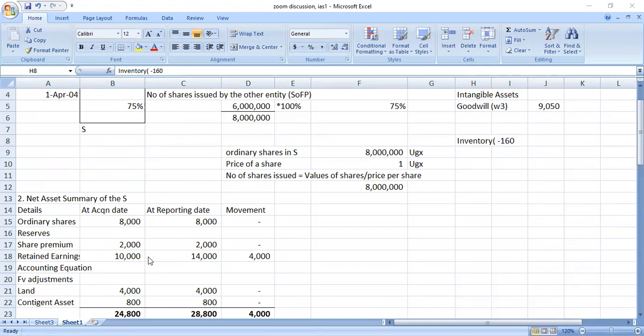Okay, then you go to the next item. The next item is current assets and inventory. Inventory for the parent was 7,450. Then you add the inventory for the subsidiary, which is 4,310. Then you deduct the unrealized profit, 160. Then you go to the next item, accounts receivable.